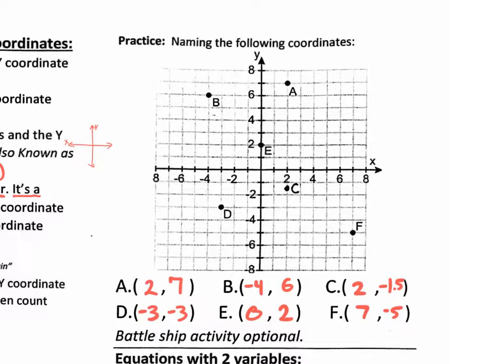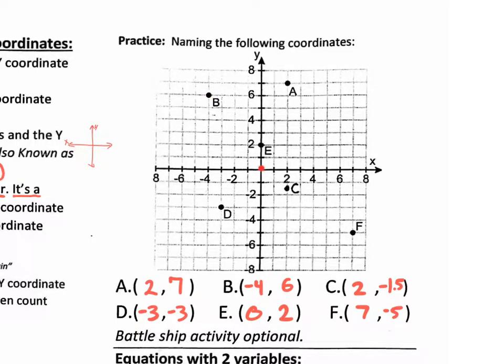So there are the answers. For point A, to get from the origin to point A, you go 2 on the X, 7 on the Y. That's why it's 2, 7. To get from the origin to point B, you're going to go -4 on the X and +6 on the Y. And that's why it's -4, 6.